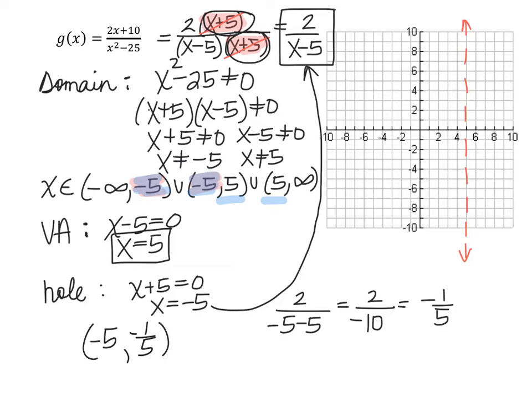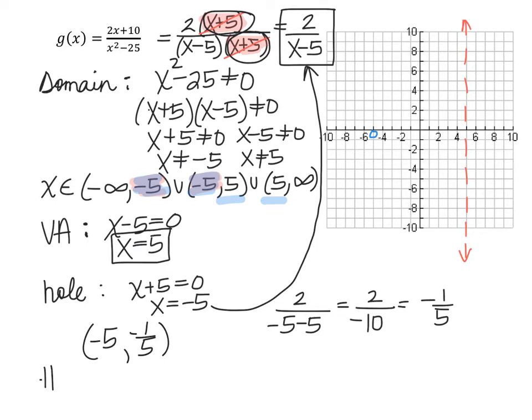So I'm going to go ahead and graph an open dot to represent that hole at -5, -1/5. So somewhere about there is where we're going to have a hole in the graph. And that takes care of both of the places where we have a discontinuity. We have a discontinuity at -5, that's where the hole is, and then we have another discontinuity at the vertical asymptote at x equals 5.